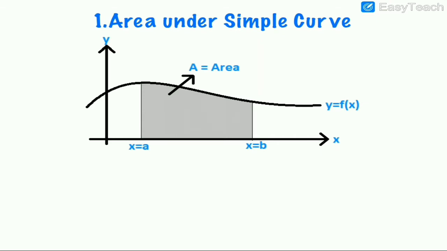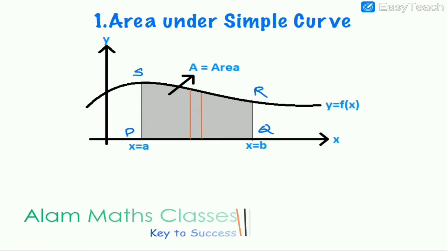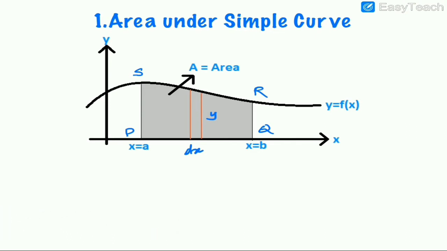Let us consider y = f(x) be a function, and we have to find the area below the curve and x-axis and the ordinates x = a and x = b. We can think of area under the curve as composed of a large number of very thin vertical strips. Consider an arbitrary strip of height y and width dx. Then the area of this elementary strip dA is equal to y dx.